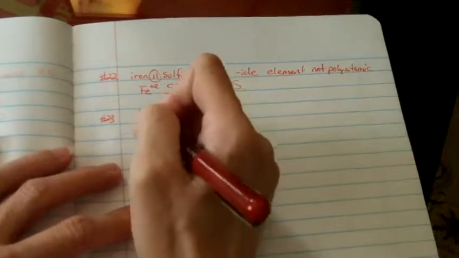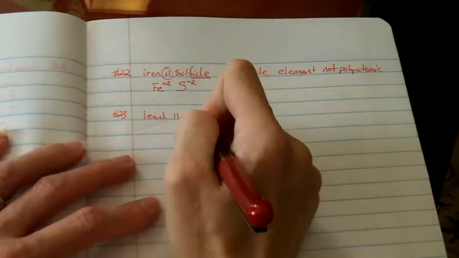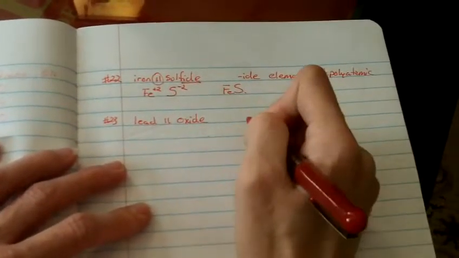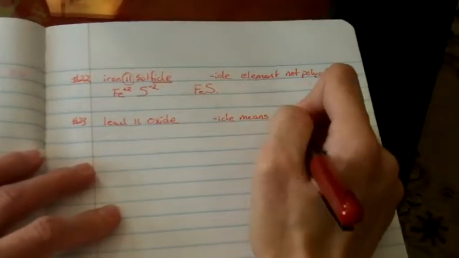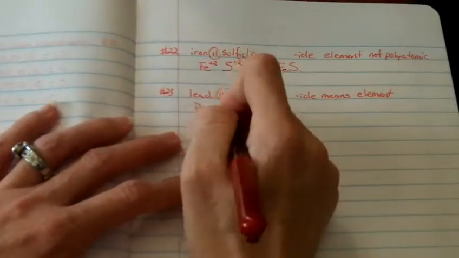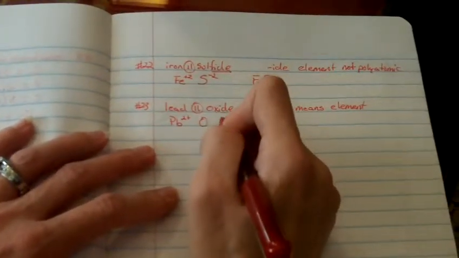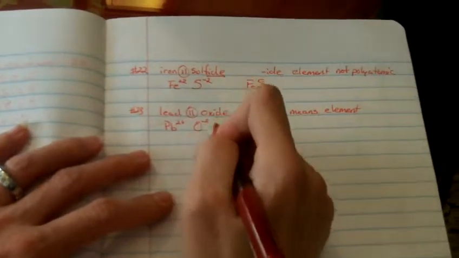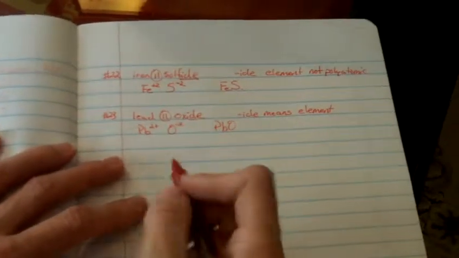Number 23. What is the formula for lead 2 oxide? We're doing this the same way. -ide means the element. It's not a polyatomic ion. Pb2 is telling us 2+. This element is oxygen, which we know has a -2 charge. PbO is our formula for lead 2 oxide.